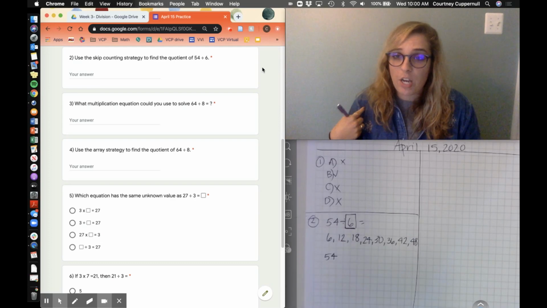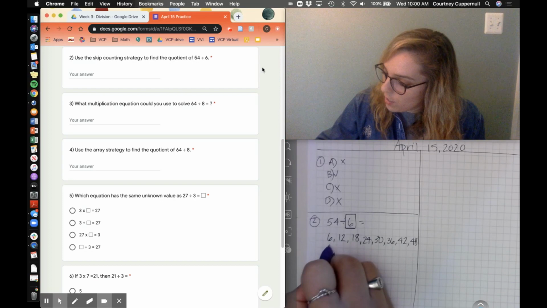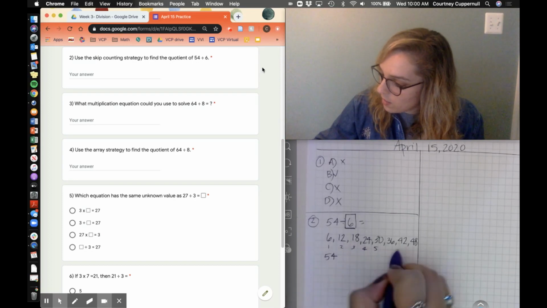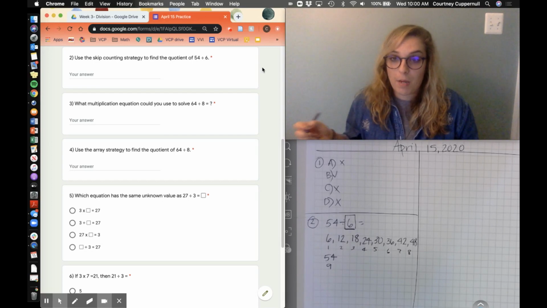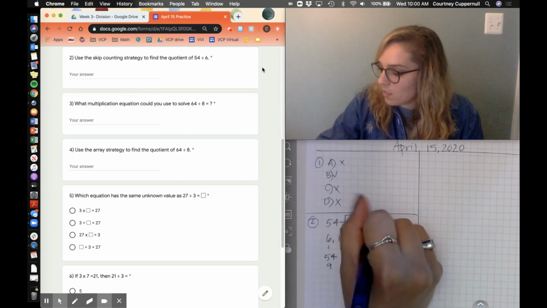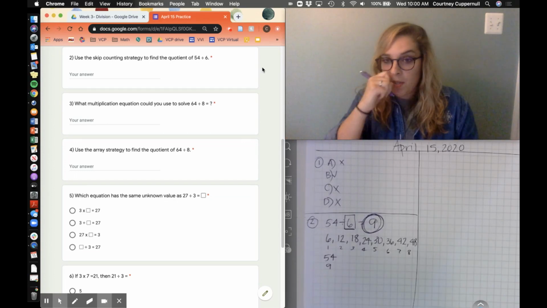Now it's my job to figure out how many times I skip counted. So I'm just going to count. 1, 2, 3, 4, 5, 6, 7, 8, 9. So when I skip counted by 6, 9 times, I got 54. The way I can think about this is to check my work.